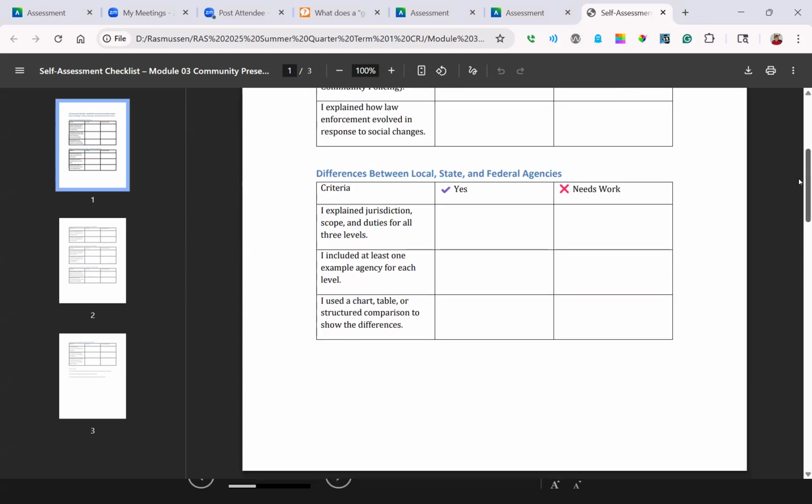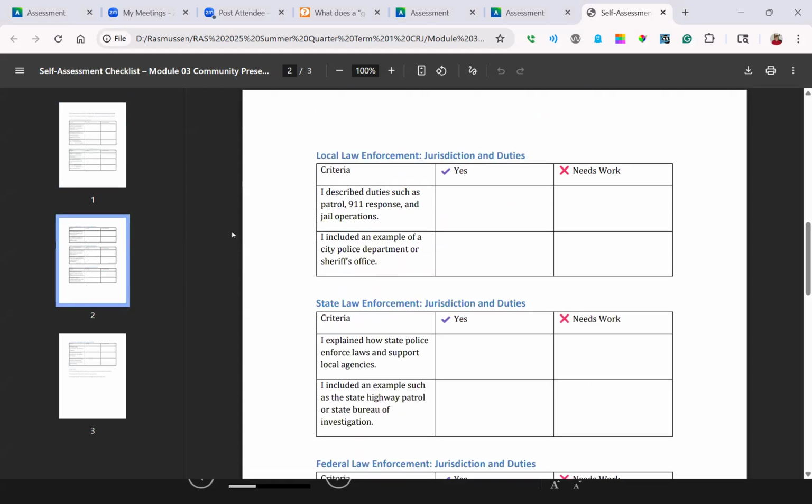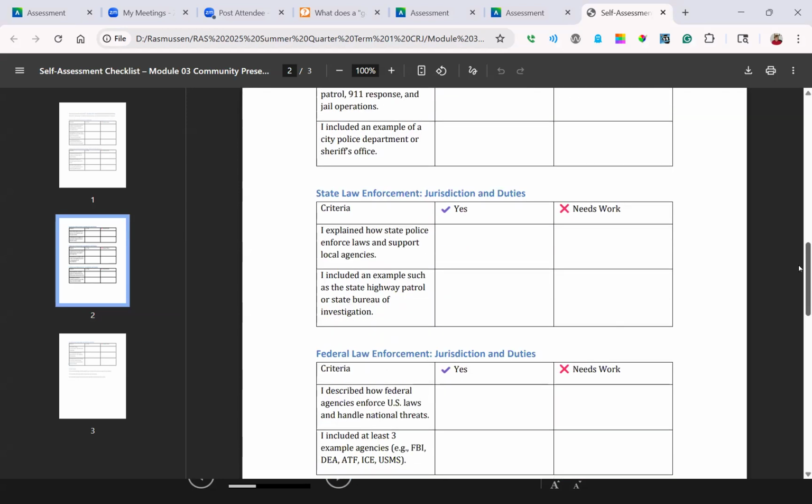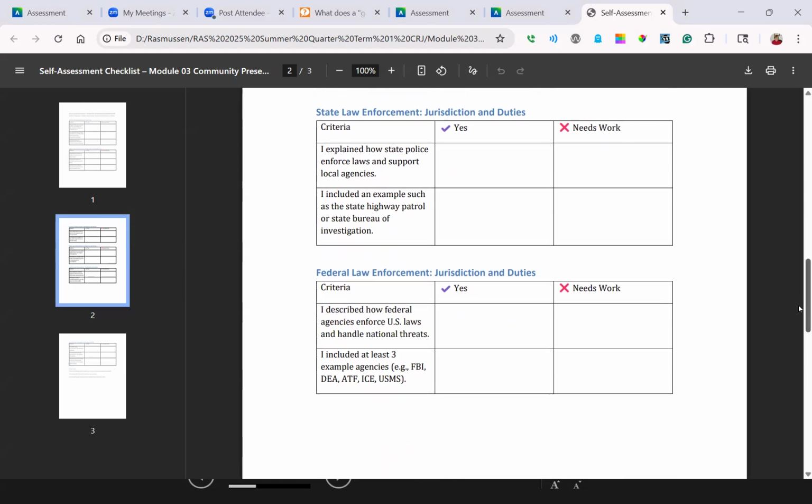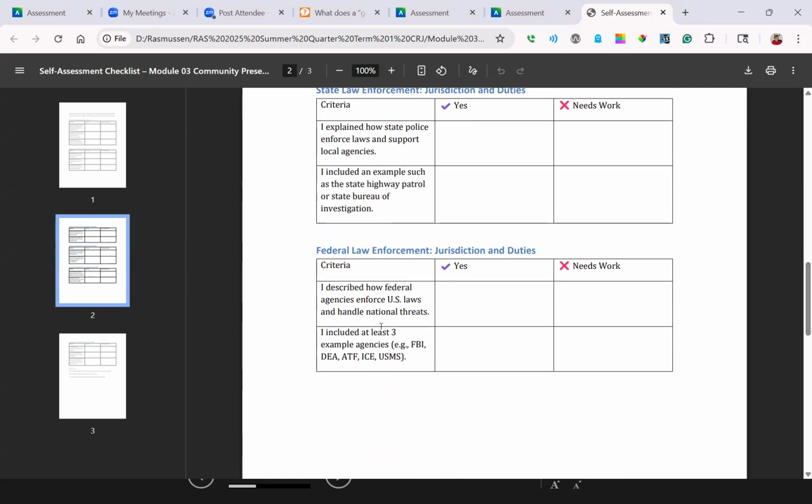Our next section, differences between local, state, and federal agencies. You can see the 3 items you should include in that section. The next one is local law enforcement. Make sure you include these points. Going down to state law, we need to make sure we've addressed these 2. And then finally down to federal law enforcement.